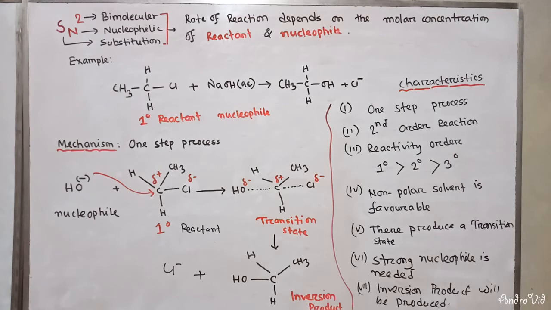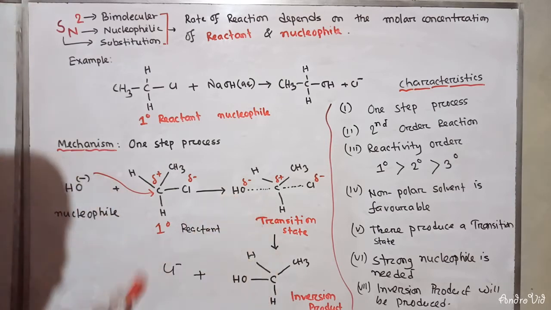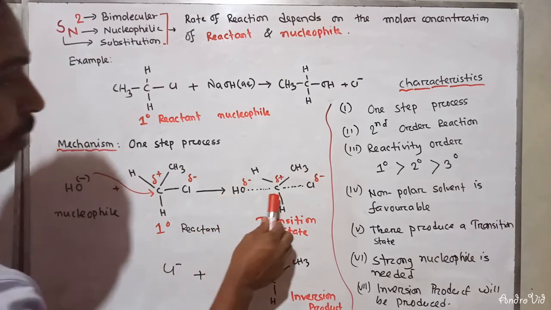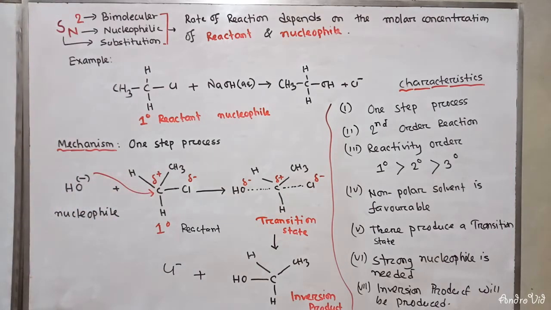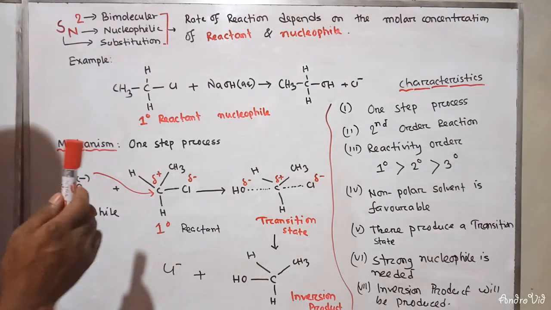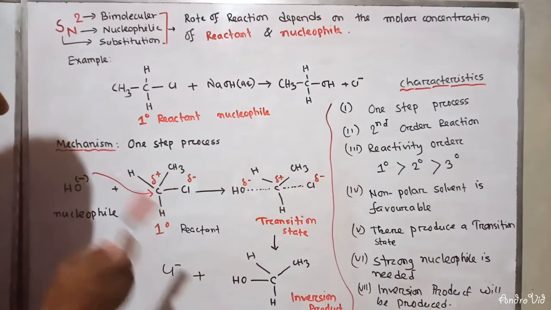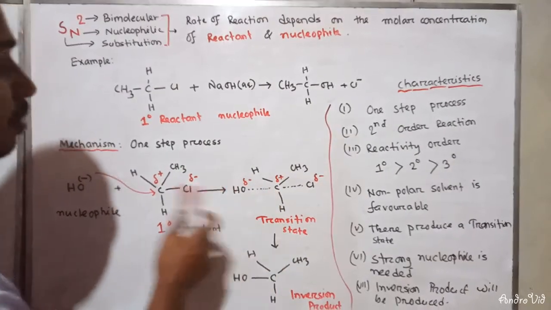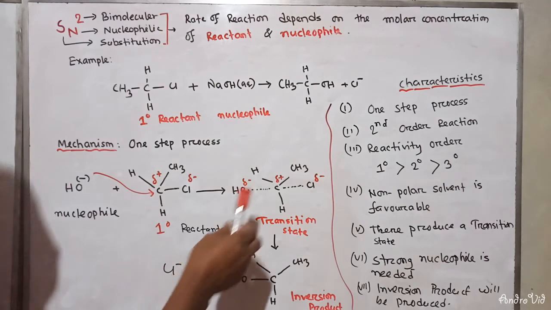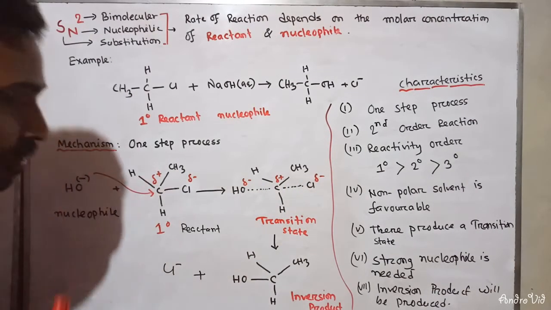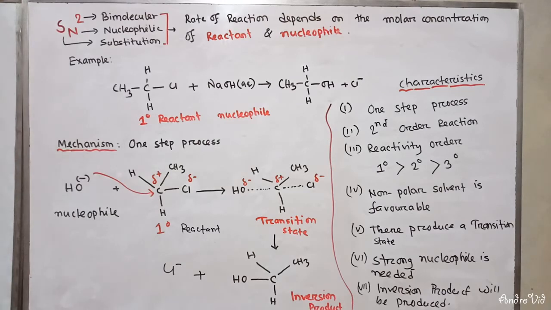Transition state is a state where the carbon-OH bond is being built and the carbon-chlorine bond is being broken at the same time. Again, transition state is basically a state where the carbon-OH bond is built at the same time as the carbon-chlorine bond is broken. So this is basically the transition state.